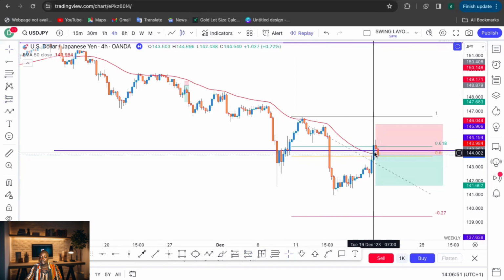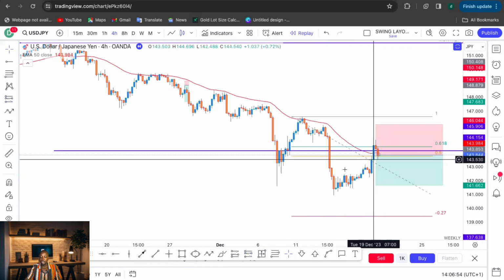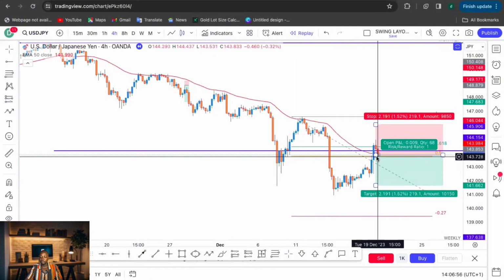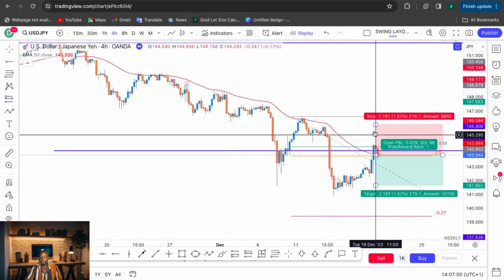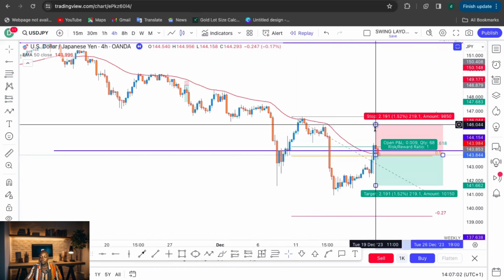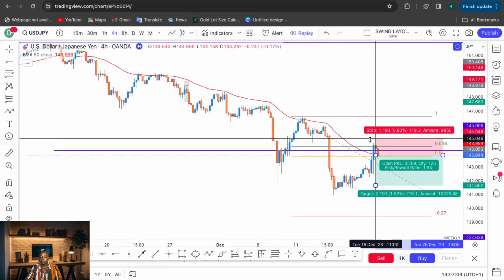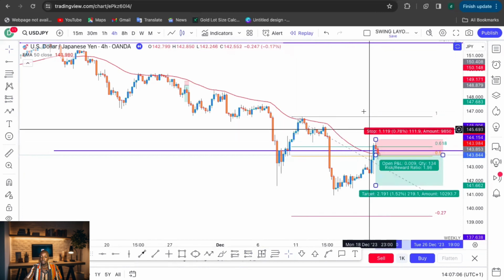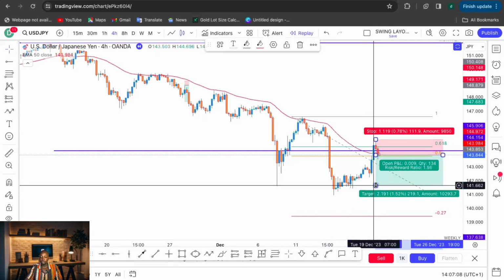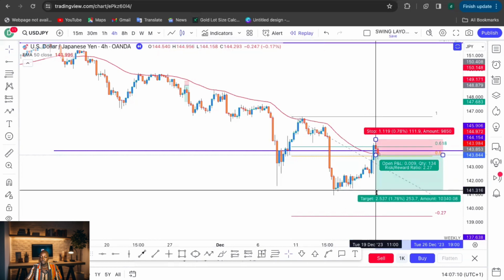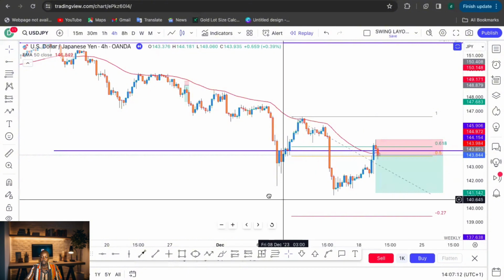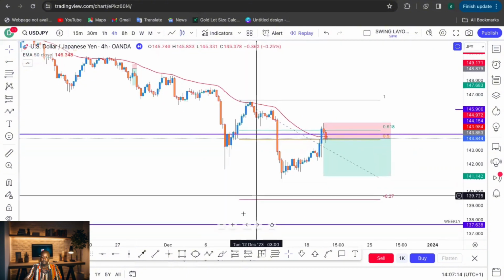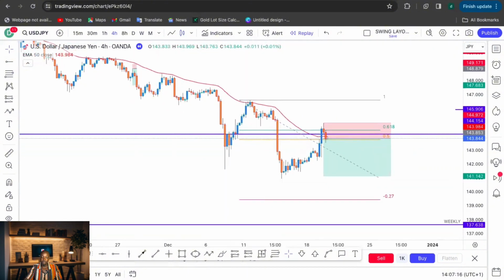This is an evening star formation. I taught this in one of the videos. This is an evening star formation right here at this region. I can have enough confidence to get involved in this market, stop loss above, and take profits at the lows. Okay, now let's play.